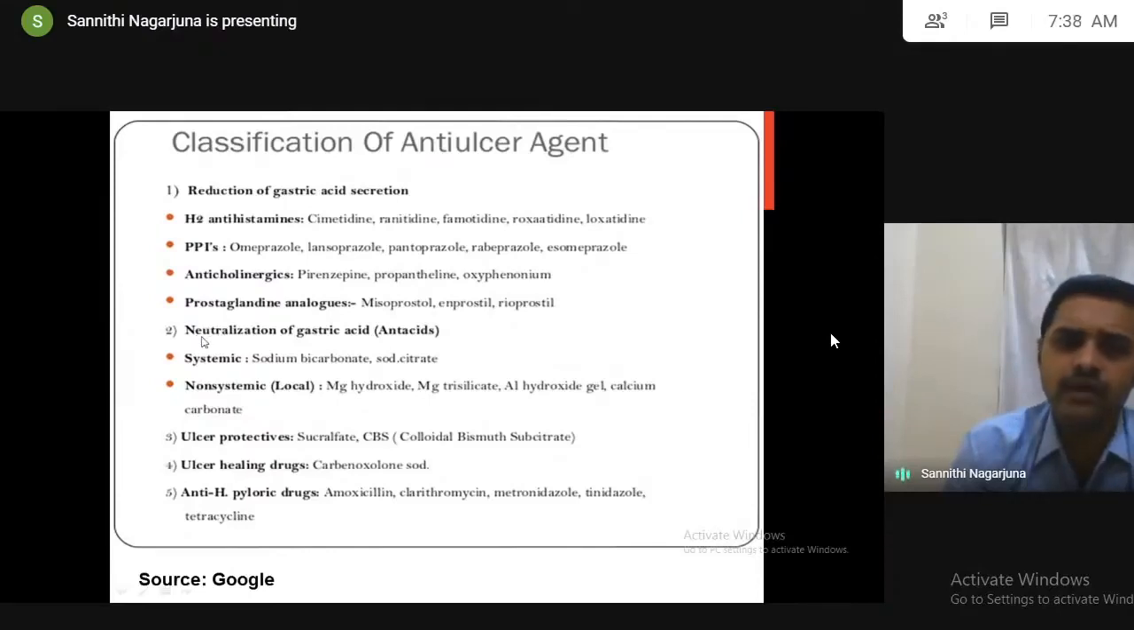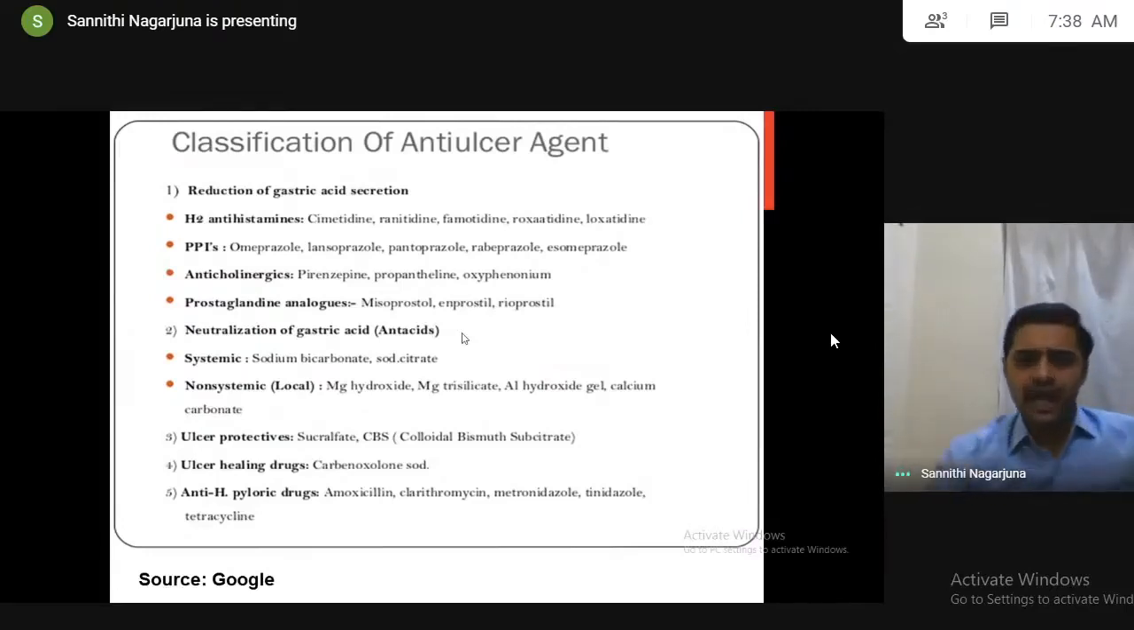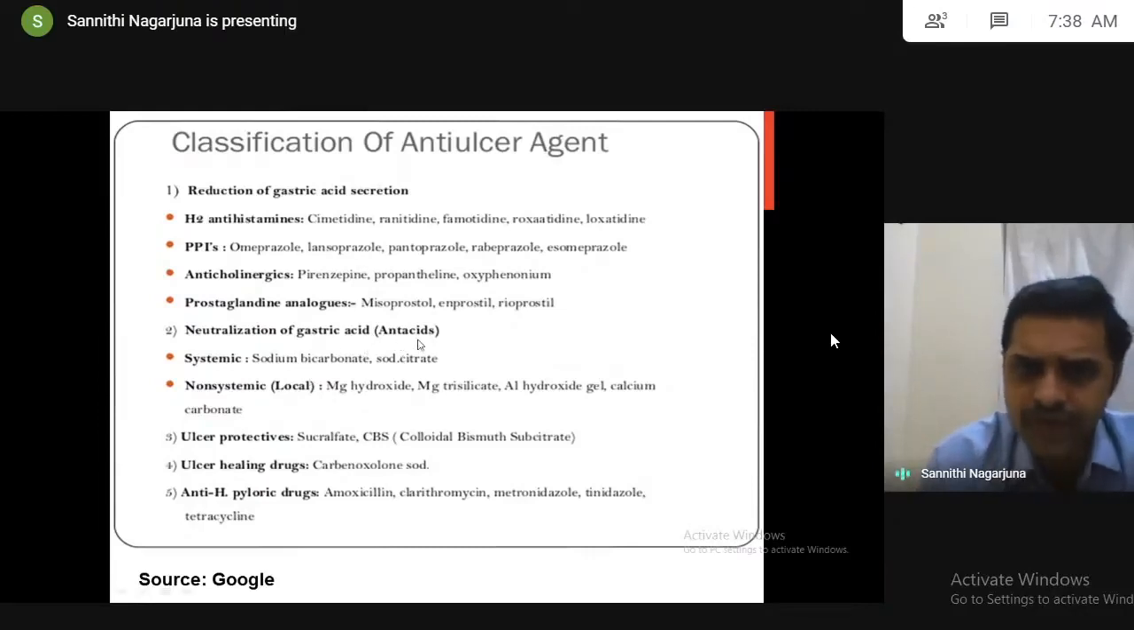And apart from it, we have other drugs that cause neutralization of gastric acid, called antacids. From the name itself, antacids means anti to the acids, opposite to the acids, basic substances. Their duty is to neutralize the gastric acid. I will tell you afterwards what they are. Next is ulcer protectives. Here, these drugs reduce the excessive acid secretion, and these drugs neutralize the acid.